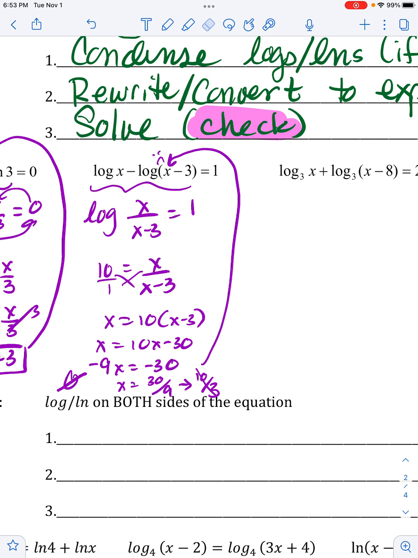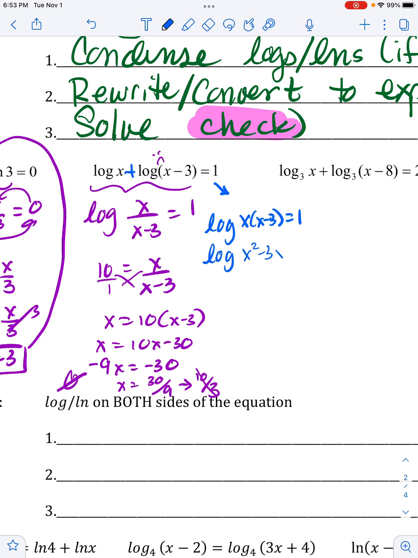I do want to look at it without the typo, which means what would I do if this problem had a plus sign instead? Then I'd be solving log, and I'd condense them through multiplication. And this is the one that's on the filled in notes. So this is going to be x squared minus 3x equals 1. It's still base 10, or common base. So I have 10 equals x squared minus 3x.